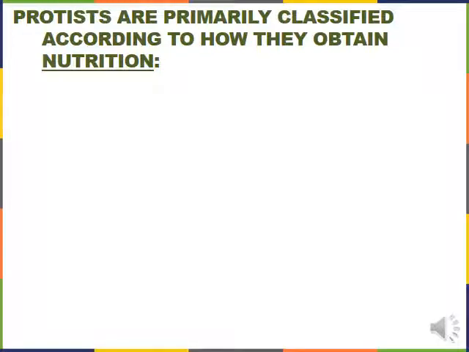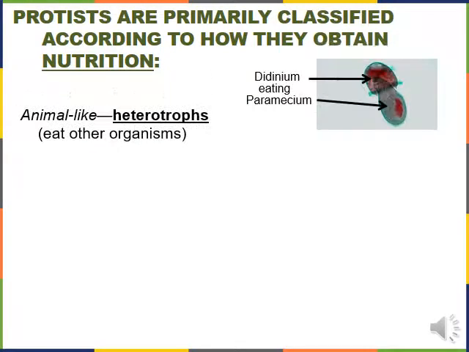So protists are primarily classified according to how they obtain nutrition. So how do they move about in their environment? Also, how do they obtain food or nutrition? And so we think about protists as being primarily animal-like. Animal-like, we refer to as heterotroph or heterotrophic organisms. So animal-like in that they eat other organisms, such as the Didinium up here eating a paramecium. So that's one protist eating another protist.